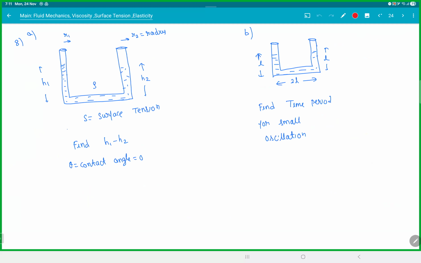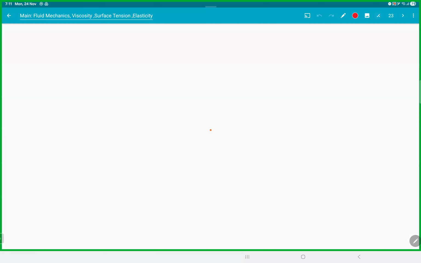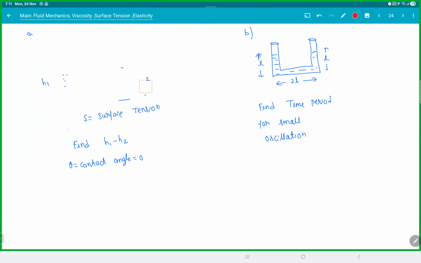अभी भी एक क्वेश्चन बाकी है ना यहाँ पे. हाँ, time period. How do you find the time period? That's another good question.